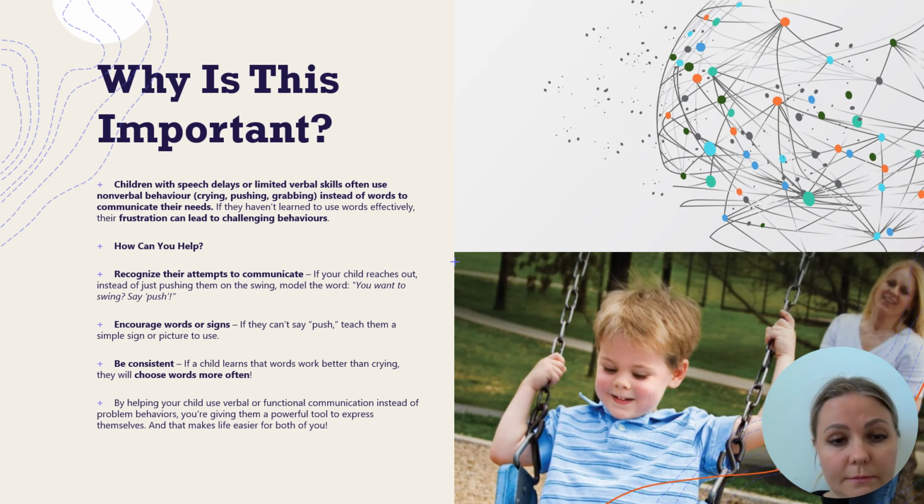How can you help? Recognize their attempts to communicate. If your child reaches out, instead of just pushing them on the swing, model the word. You want to swing? Do you want to swing? Say push. Encourage words or signs. If they can't say push, teach them a simple sign or picture to use. Be consistent. If a child learns that words work better than crying, they will choose words more often. They always choose the response that requires less effort.